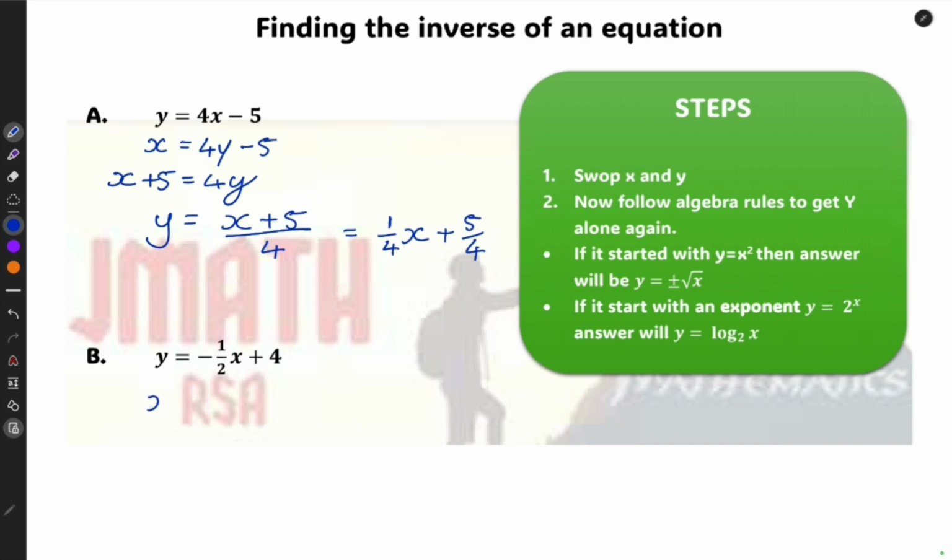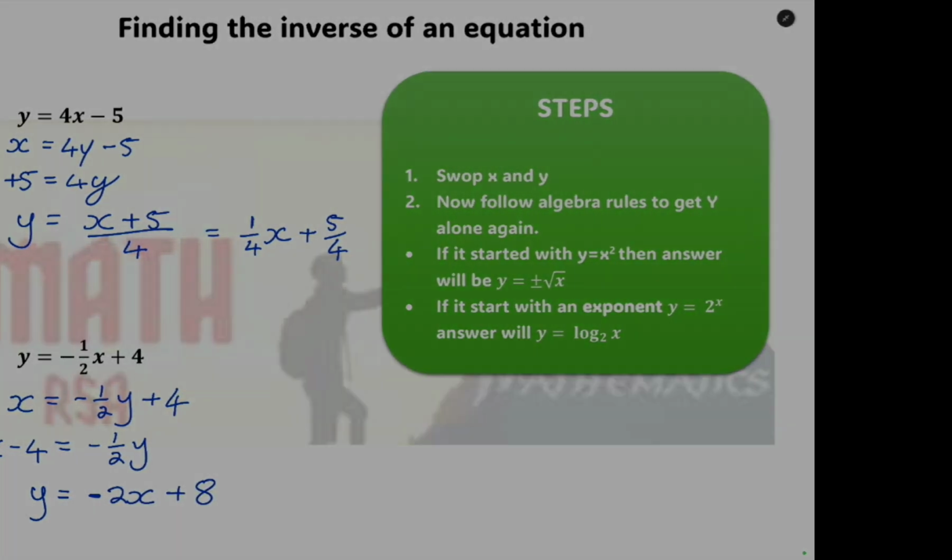Okay, question B. I would swap x and y. Okay, and then I need to get y alone again. So x minus 4 is equal to minus a half y. I want to get y alone, so I'm going to multiply everything by minus 2. So that would be minus 2x plus 8. And there we go. That is the inverse.